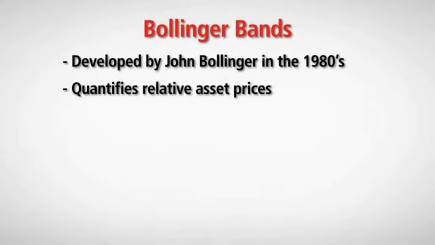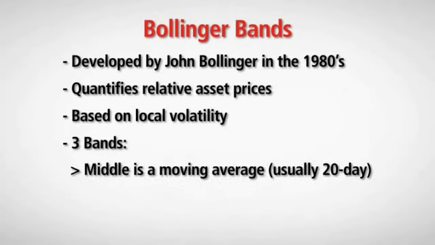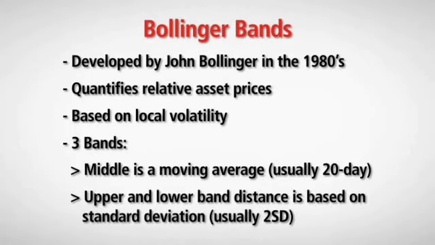And he found that just looking at price charts didn't give him enough insight. So he developed this indicator based on price level and local volatility. And he did this by drawing 3 lines or bands. The middle band is a moving average, usually a 20-day or a 20-period moving average. And the upper and lower bands are drawn so that the distance between them is 2 standard deviations typically. You could use any, but the standard is to use the number 2 standard deviations.